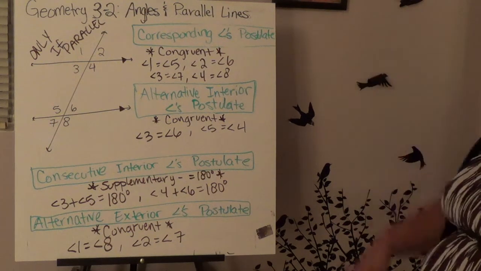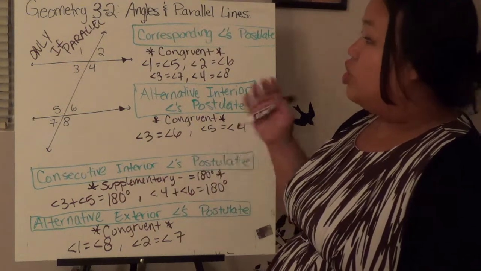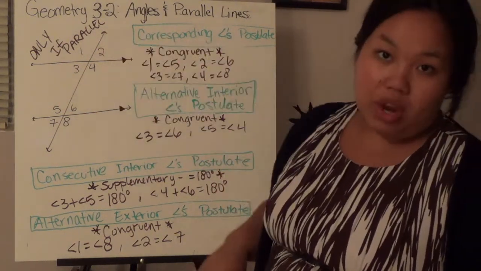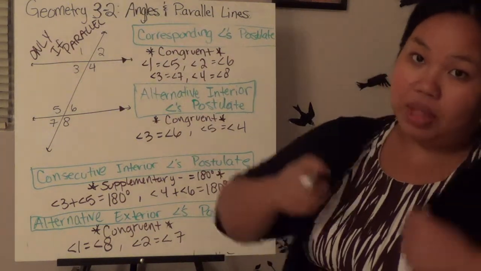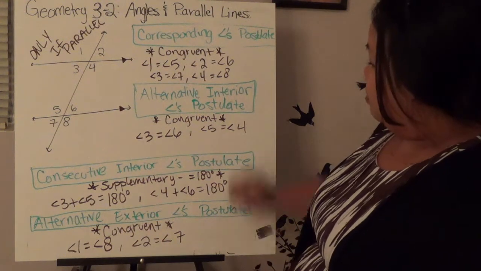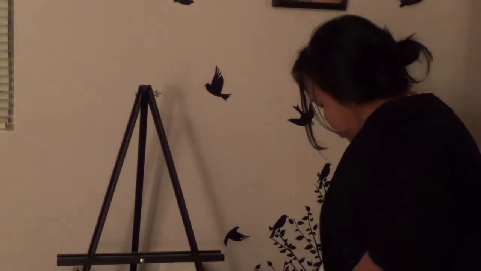So go ahead and pause this, write it down, and then make sure you do your vocabulary. And please remember that this is only if these are parallel. If they are not parallel, then this can't apply. And these are all new postulates and theorems. We have two examples.